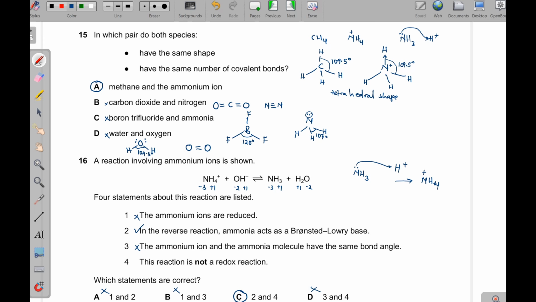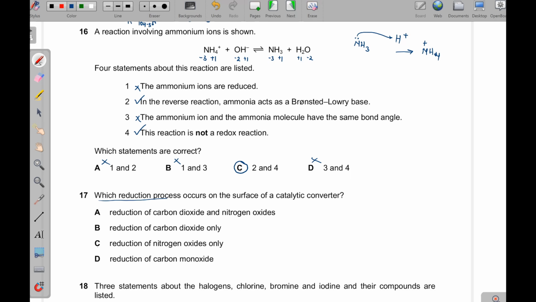But then 4, they are saying this reaction is not a redox reaction. Indeed, it is not a redox reaction because we are not seeing changes in oxidation states. You can see for ammonia, it is -3, I mean for nitrogen. Then hydrogen, we are seeing +1 everywhere. Oxygen does not also change. So it is true, indeed, that this reaction is not a redox reaction. So that's why our answer is C.